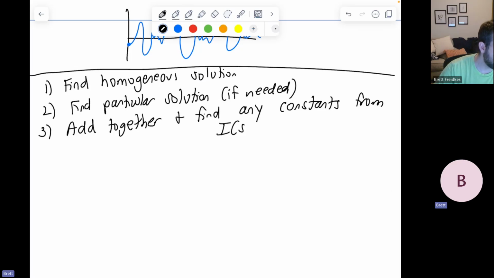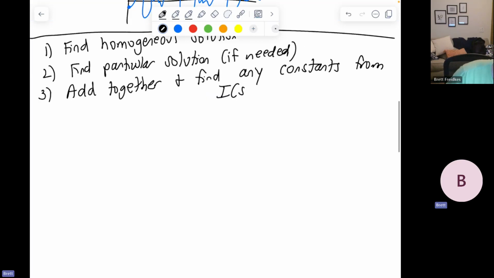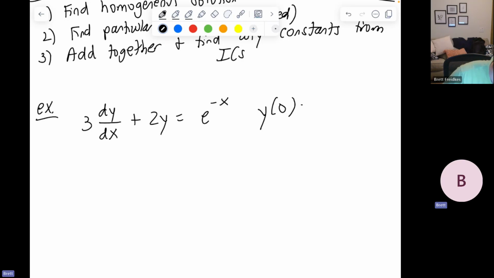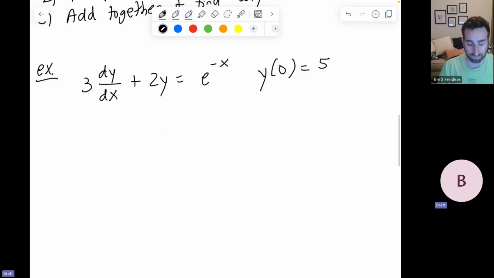So let's go ahead and do that for this example from the notes, where I give you 3 dy/dx plus 2y is equal to e to the negative x, and I give you an initial condition. It's not necessarily position here. This is dy/dx, not dx/dt, of y(0) is equal to 5. So first what we'll do is we will look at the homogeneous.